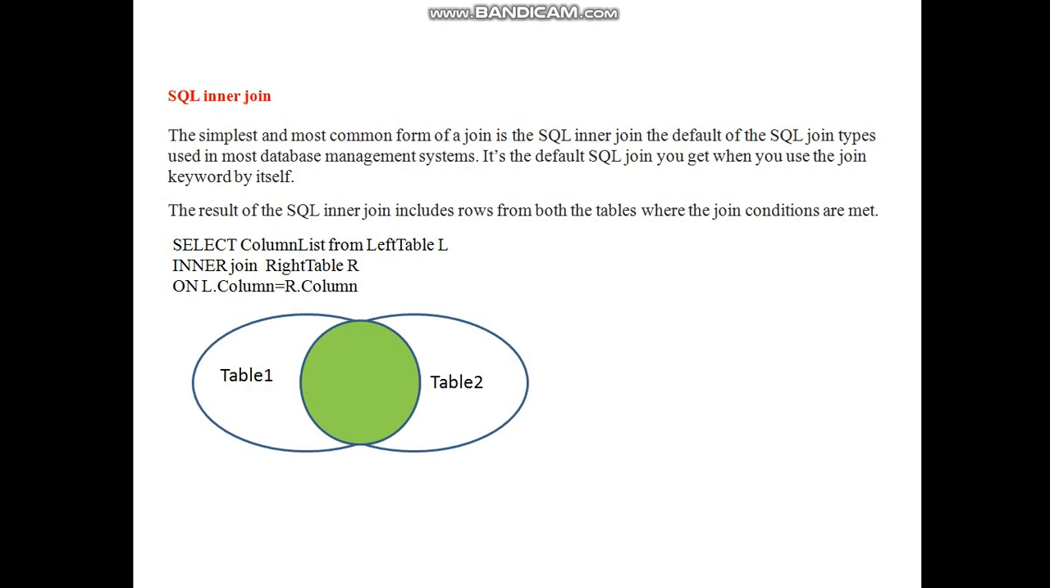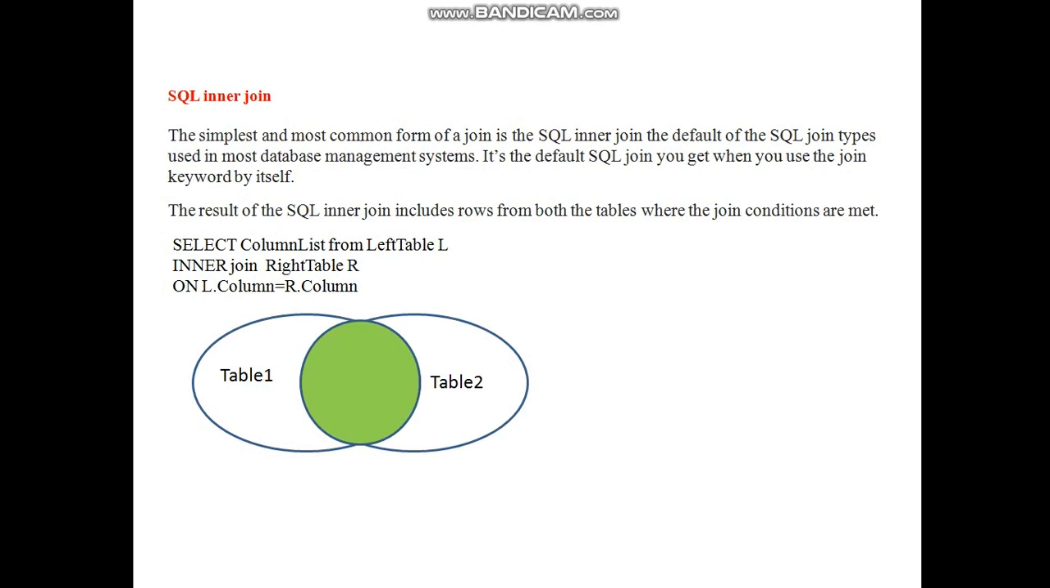Here I have taken this syntax. You can see it has: SELECT the column list FROM left table INNER JOIN right table ON L.column equals R.column. Here L and R are the aliases for the left table and the right table, and I am performing the inner join.